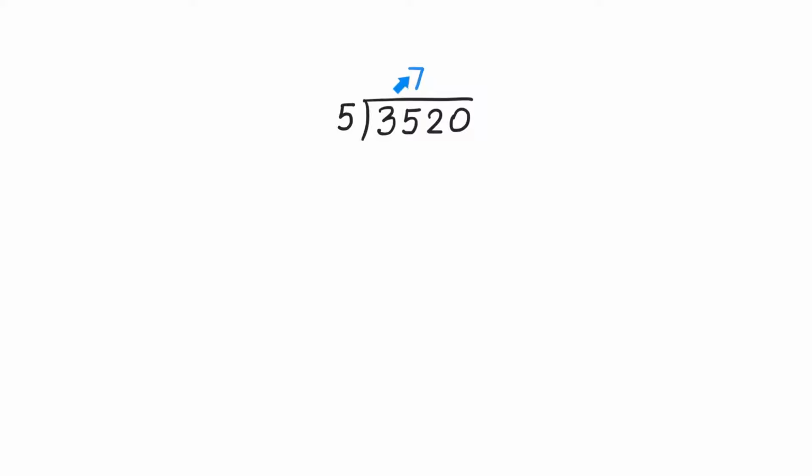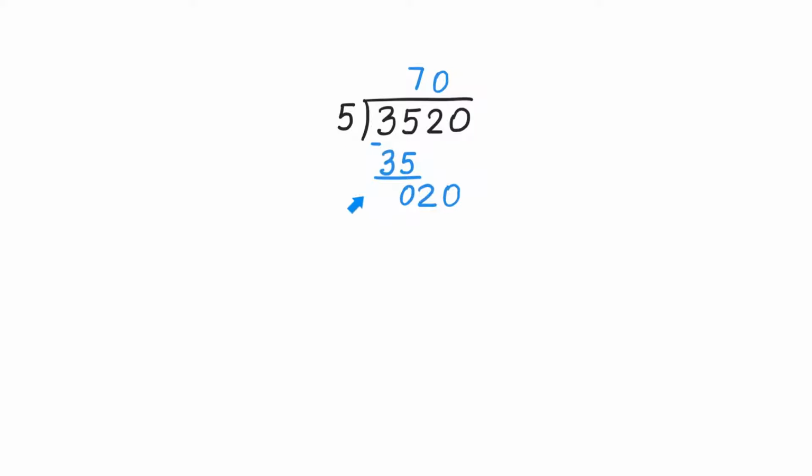Now we will multiply 7 by 5 and we will write the result below. 7 times 5 is 35, and 35 minus 35 is 0. Next we will bring down the digit 2. 5 does not go into 2, therefore we will write a 0 above this 2 and we will bring down the next digit. So we will write a 0 next to 7 and we will bring down the next digit.